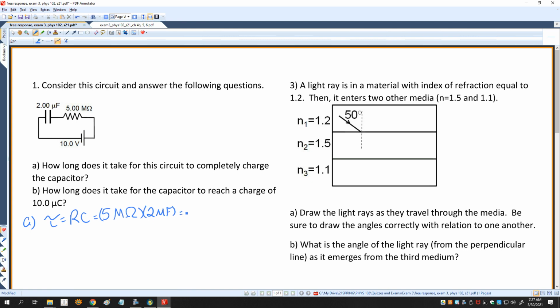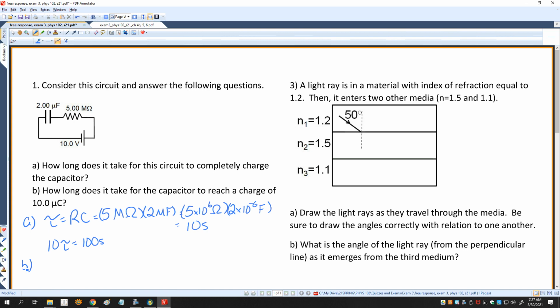I can convert these to SI units, though you'll see that it's not necessary, because the mega and the micro cancel out. And that gives me a time constant of 10 seconds. Now that's not the time to fully charge or discharge the capacitor, but it is a characteristic time. To fully discharge the capacitor or to charge it, we take 10 times that time constant, which is going to be 10 times 10 or 100 seconds.